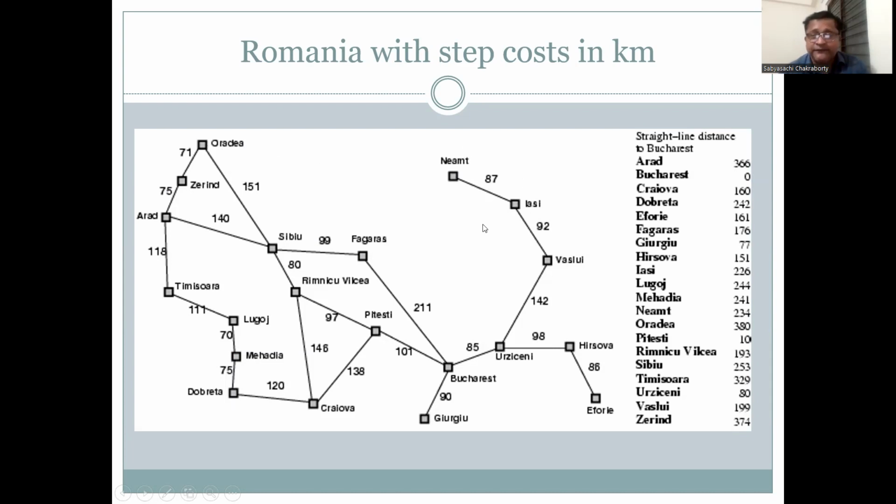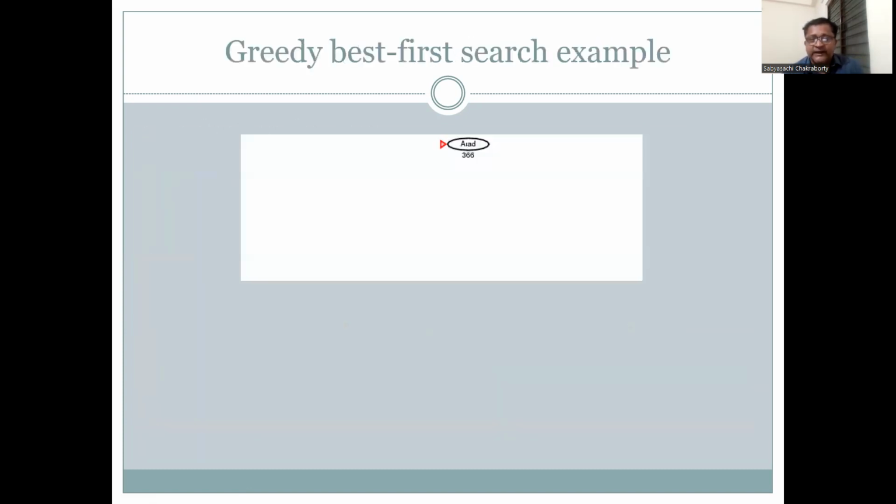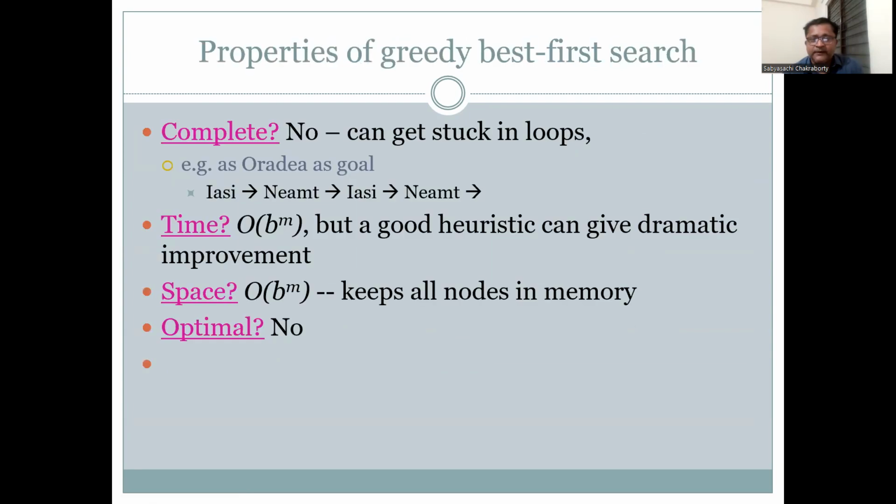So infinitely, the agent will oscillate between Neamt and Iasi. It will never go out of that particular trap. It will get stuck in that place. It can get stuck in loops: Iasi, Neamt, infinitely it will go. What is the time complexity?